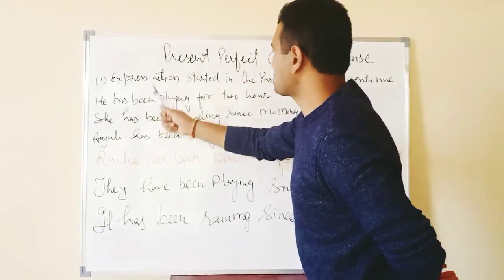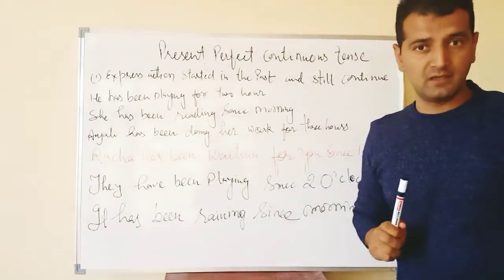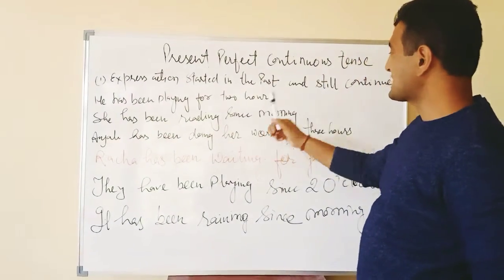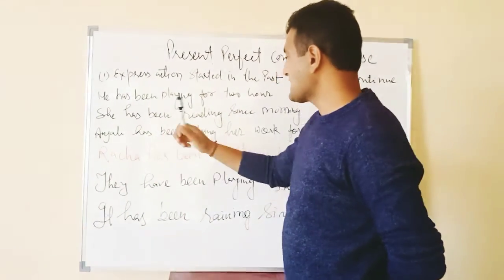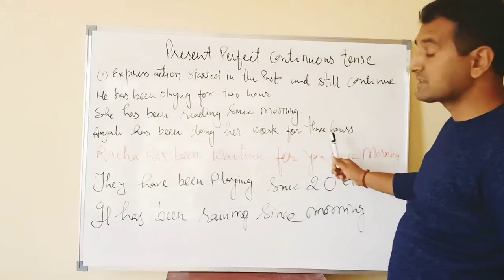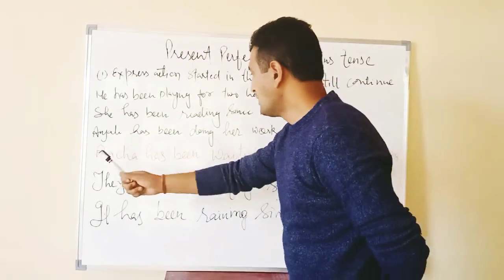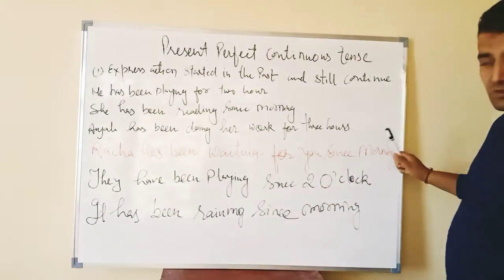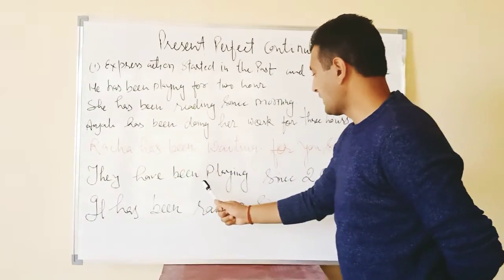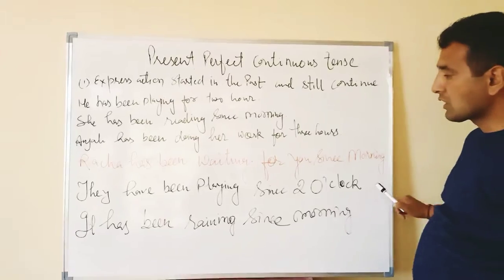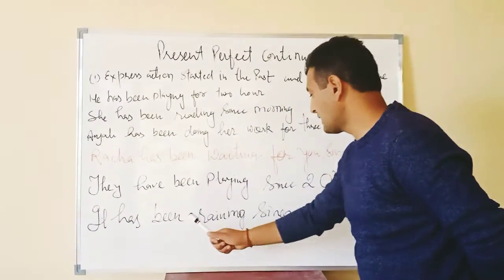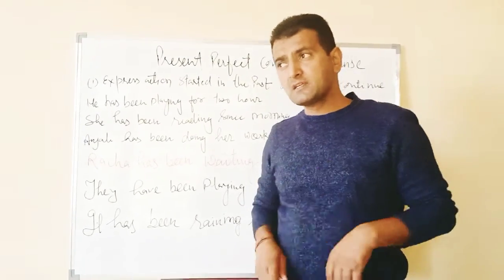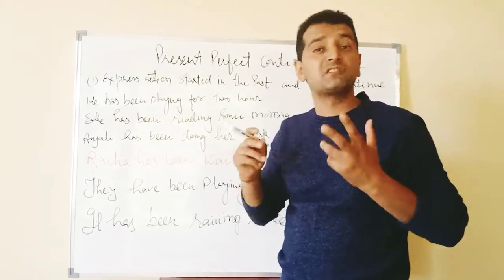Okay, he has been playing for 2 hours. She has been reading since morning. Anjali has been doing her work for 3 hours. And now, Rachna has been waiting for you since morning. And they have been playing since 2 o'clock. It has been raining since morning. These are some examples, and with the help of these examples we will try to know about that.